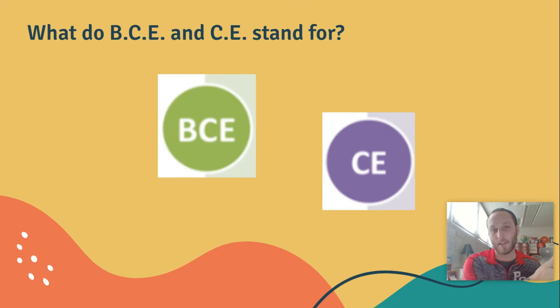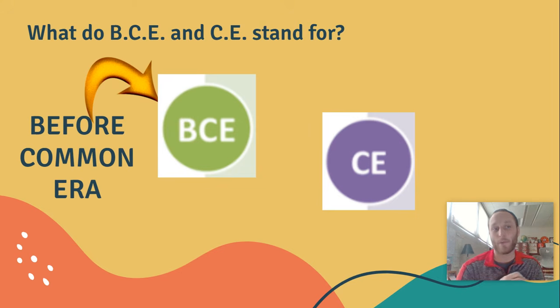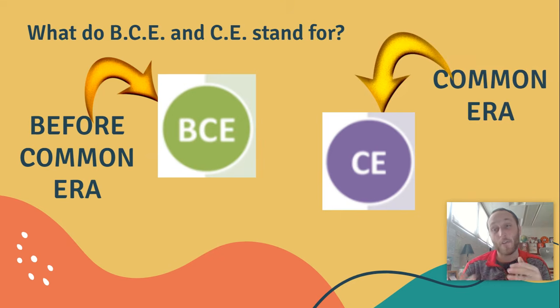We have BC and AD, which we just learned about, and now we have BCE and CE. BCE stands for before the common era. So instead of saying before Christ, I could just replace that and say before common era. So if BCE means before common era, what do you think CE means? Hopefully you're thinking to yourself common era, which you'd be correct. So we are currently in the common era. We are in the 2021st year of the common era.